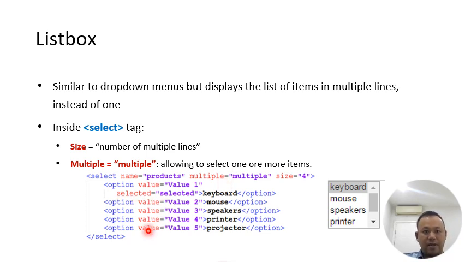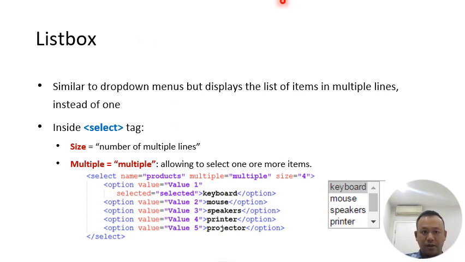There are two important attributes, size and multiple. Size is the number of visible lines for items. For example, here the size is set to 4. And multiple just means it allows selecting one or more than one item.